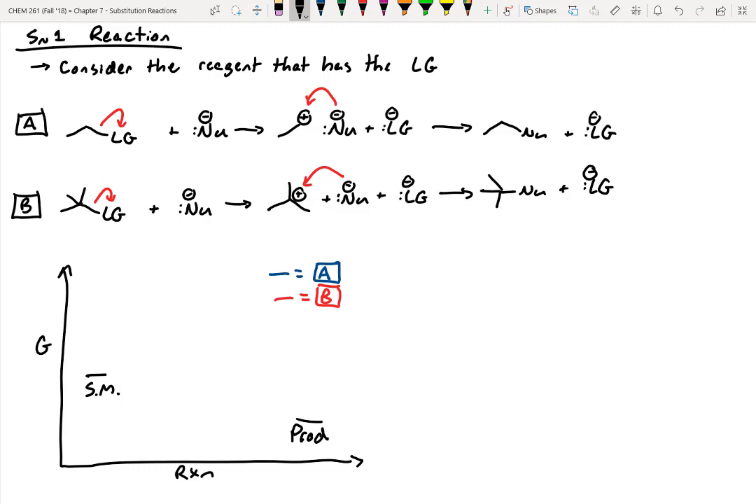All right. Let's check in. Who thinks A is going to be more favorable? Who thinks B is going to be more favorable? Oh, this is good. I like a debate.